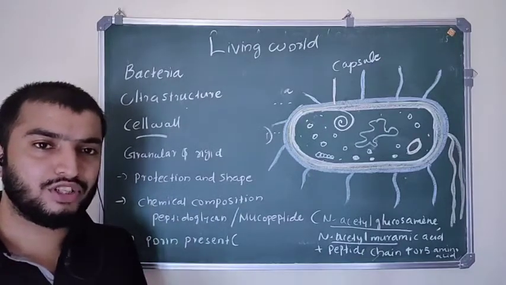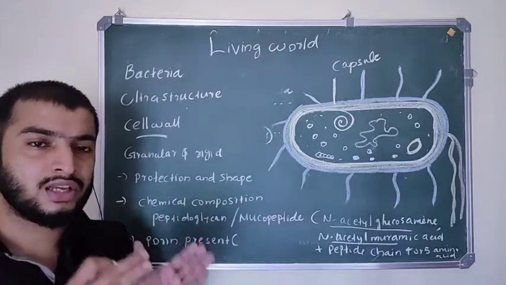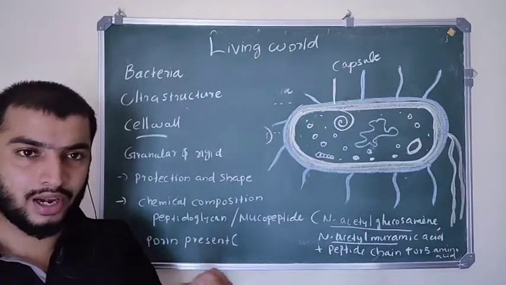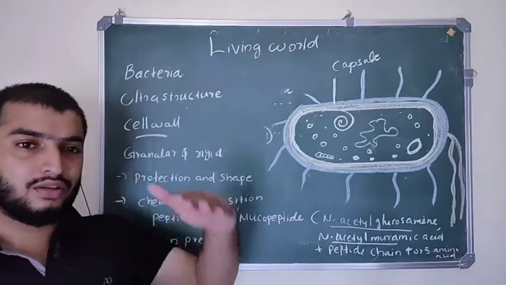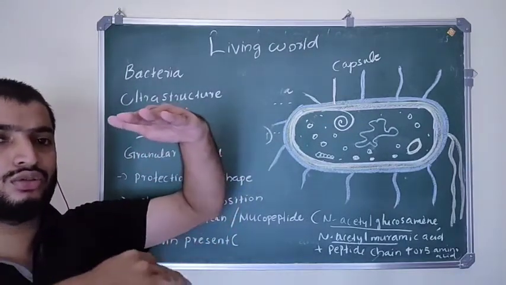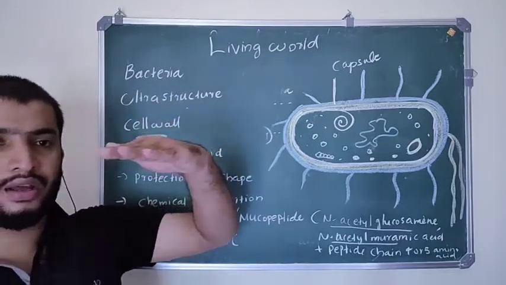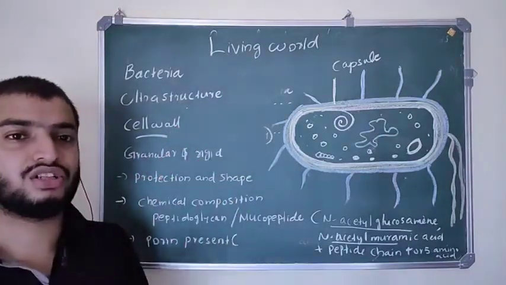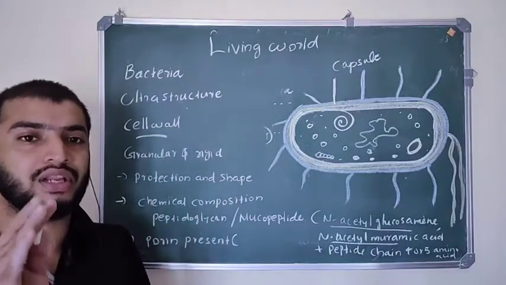This mucopeptide consists of N-acetyl glucosamine and N-acetyl muramic acid. They are connected and form layers: N-acetyl glucosamine, then N-acetyl muramic acid, in one layer, which is connected to the next layer of N-acetyl glucosamine and N-acetyl muramic acid by a peptide bond. They are cross linked by peptide bonds. This complete structure is called mucopeptide. So this is the chemical composition of the bacterial cell wall.